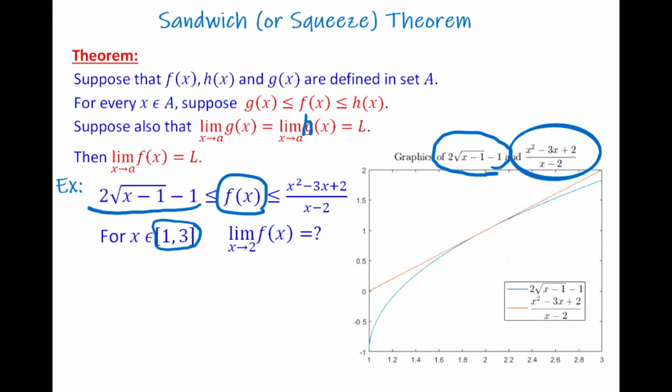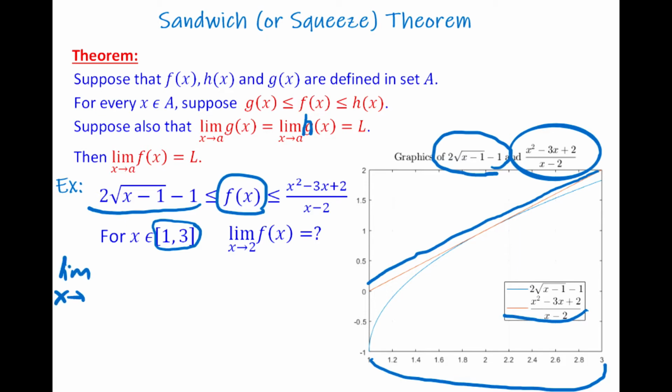And the red one is the highest function, okay, and as you can see, it has values slightly bigger than the blue one within this interval from 1 to 3, guys. So let's take a look at the limit at the point x equals 2 for the smallest and the biggest functions. Limit when x goes to 2 of 2 times the square root of x minus 1, minus 1, is equal to, guys.